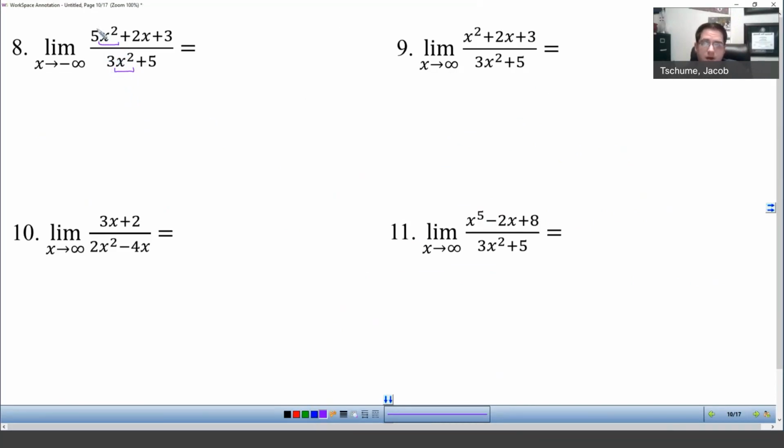That was rule number 1. If that's the case, you just use the numbers in front of those x squareds, and your final answer will be 5/3.